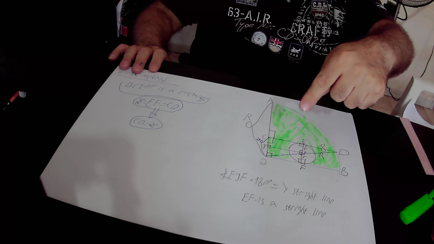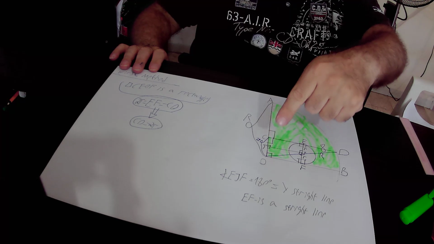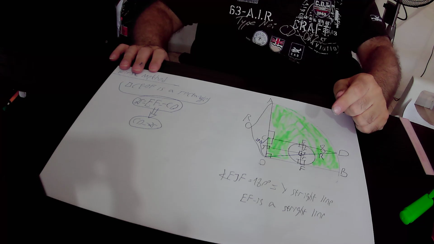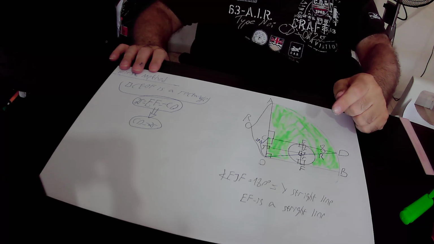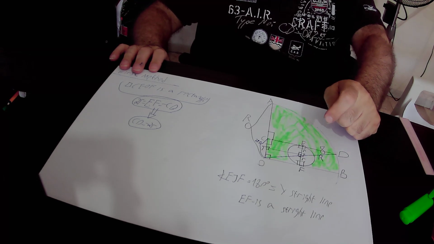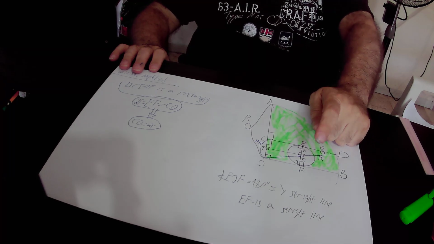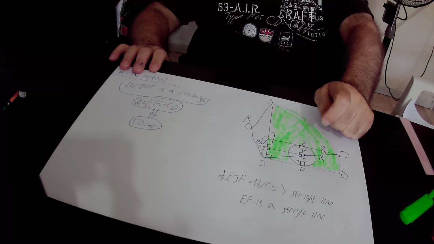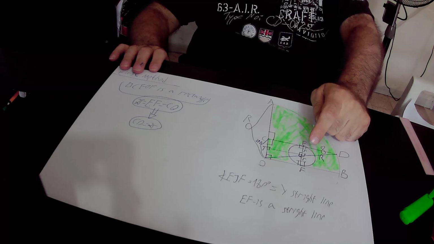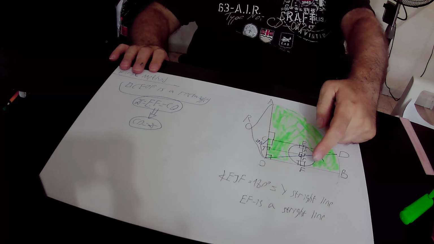In quadrilateral TJFO, we have 1, 2, 3 right angles. Therefore, the fourth angle must also equal 90 degrees. Okay, so here this is the fourth angle that must also equal 90 degrees. So we found out that angle EJF equals 90 degrees plus 90 degrees, that is 180 degrees. Therefore, EJF is a straight line, and therefore EF is also a straight line.